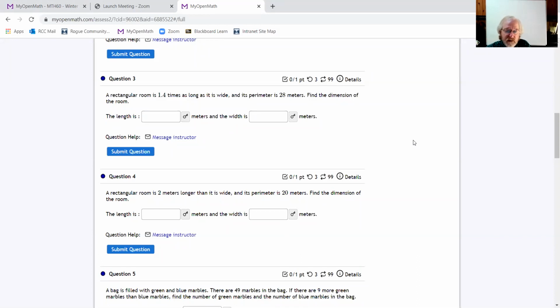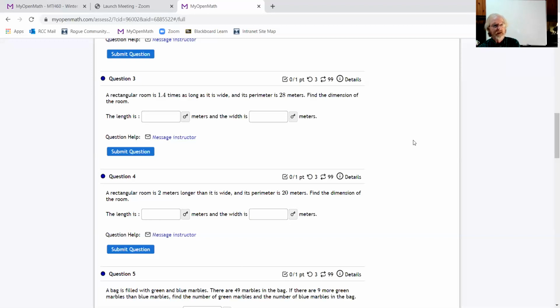You might even just draw yourself a rectangle, you know, a visual, right? So mine says the room is 1.4 times as long as it is wide. And its perimeter is 28 meters. Total perimeter, right? Total perimeter is 28 meters. This one, they're not walking you through it step by step. They're just asking for the length and the width.